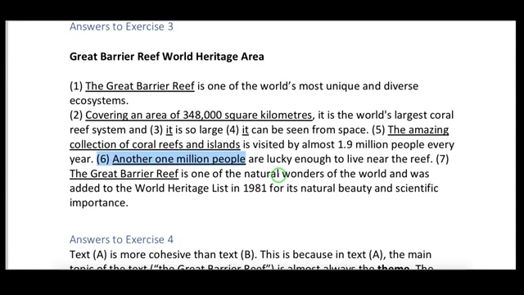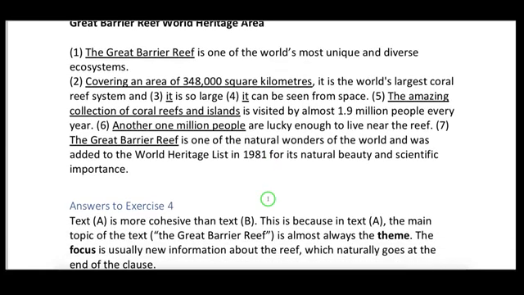The last sentence here, number 7, the Great Barrier Reef is one of the natural wonders of the world, and then we add some new information at the end again. So I've explained this a little bit. Actually, the textual function of grammar is my favorite function, but it's the most difficult to teach, especially in a kind of online course such as this one. I hope that you've understood my explanations. If you haven't, please contact me. But let me just say one last thing.